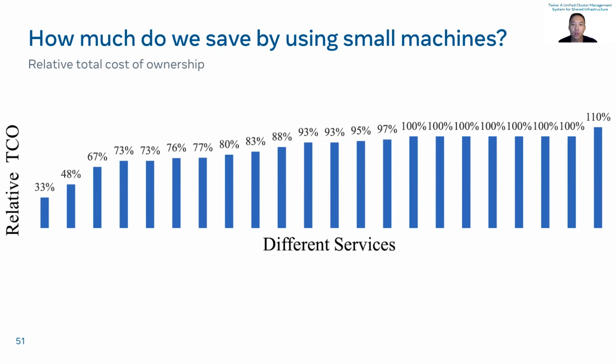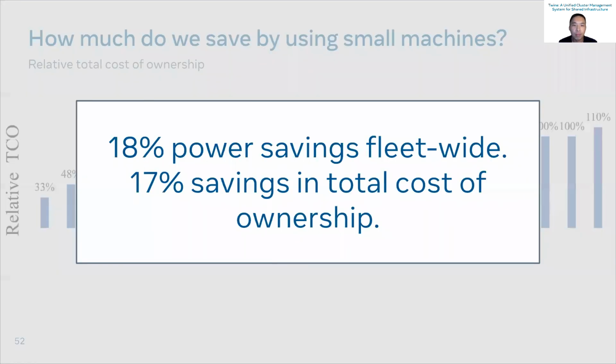This figure shows the RTCO for some representative services in our fleet. As you can see, most services were able to use small machines effectively, but we do see one outlier on the right. This is because this service is memory bound, and we are working to improve the service to fit better in less memory. Fleet-wide, we had 18% power savings and 17% savings in total cost of ownership.